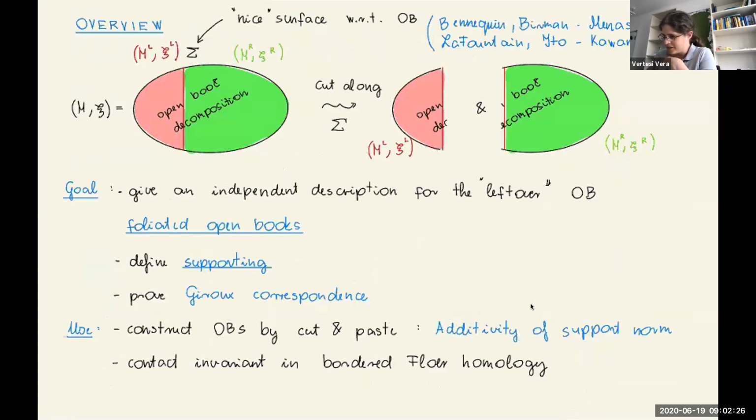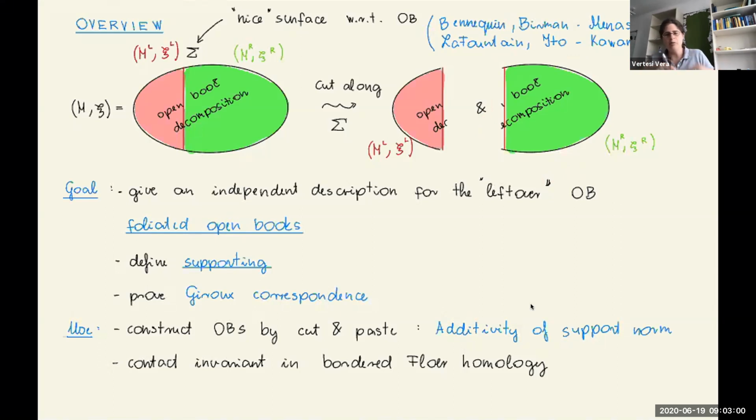So the main idea of these foliated open books is very simple. You take an open book, you take a surface which respects this open book in some way, and then you cut your open book in two pieces. What you're aiming for is that eventually you want to just take one part of where you cut it open and describe this as an object of its own. And these are called foliated open books.